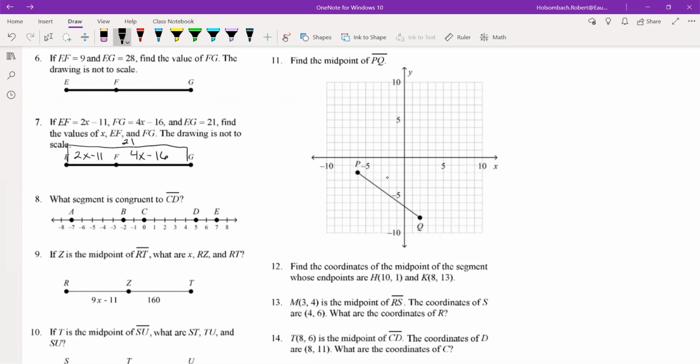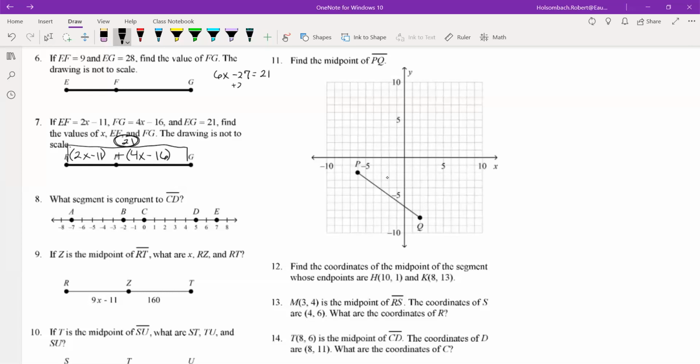So if you have 2 segments and you have the total length, well, the sum of the individual segments is going to equal the entire length. So your 2x minus 11 plus your 4x minus 16 is going to equal 21. So if you combine your like terms, you got a 2x and a 4x, which is 6x, a negative 11 and a negative 16, so that's a minus 27, and that's got to equal 21. All right, so this left piece plus the right piece has to equal the entire piece.